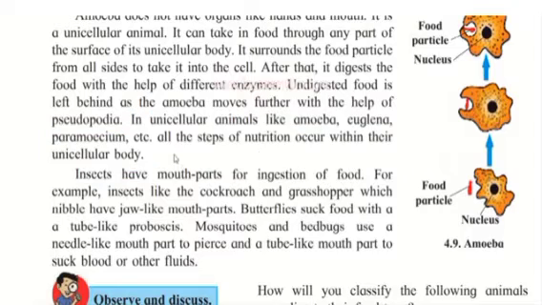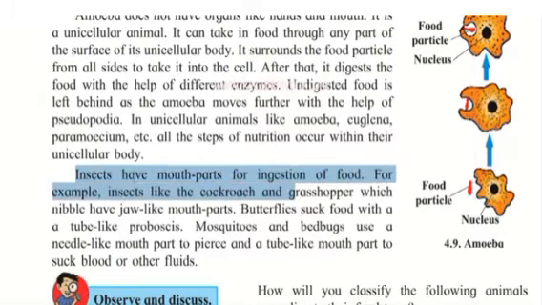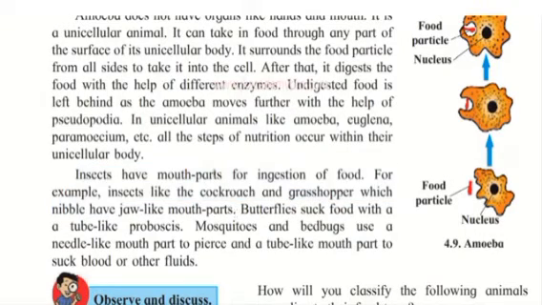Now let's learn about the various insects. Insects have mouth parts for ingestion of food. Okay, for example, let's take insects like the cockroach and grasshopper, which nibble, which means they will chew the food, bite it into smaller pieces. So they nibble and have jaw-like mouth parts. Okay, so observe the cockroach and observe the grasshopper whenever you can. Similarly, butterflies suck the food with a tube-like structure. So that tube-like structure is called the proboscis.